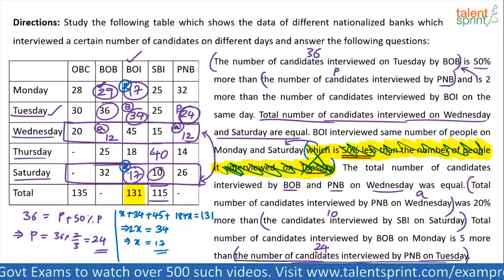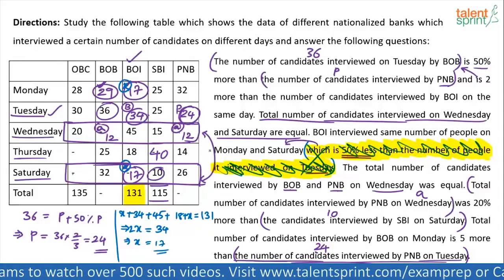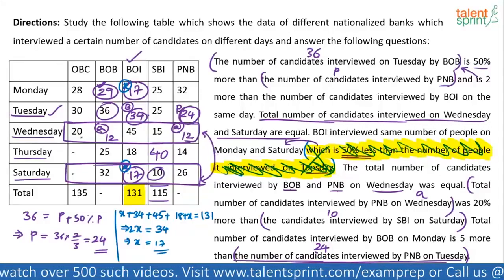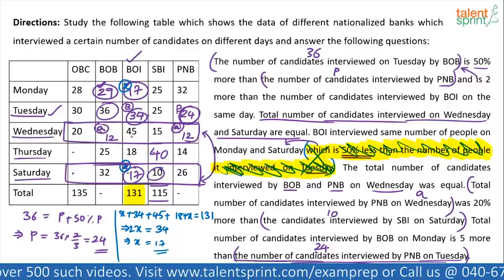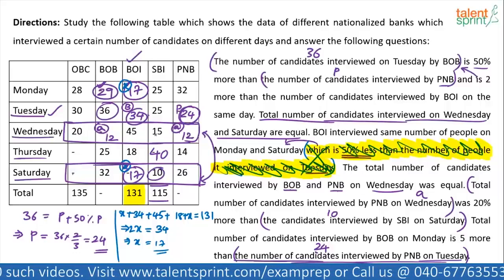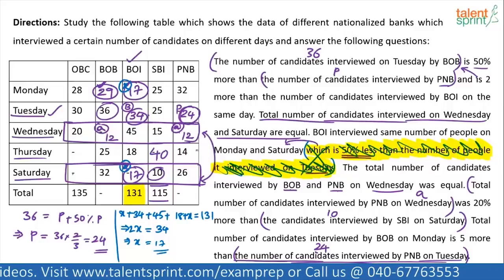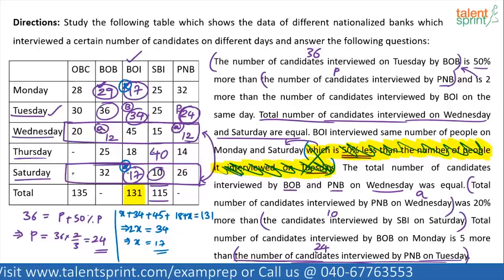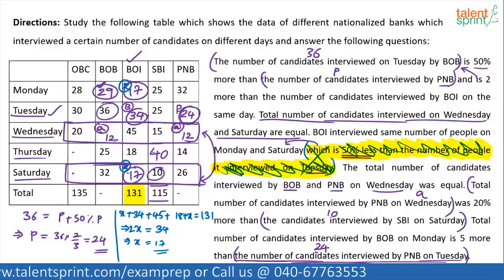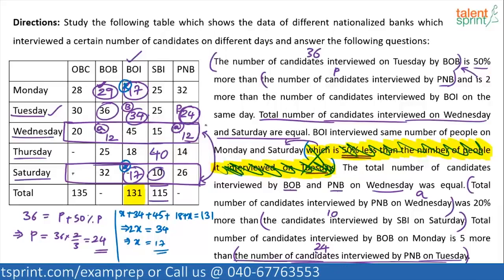Oh, we had marked this. You remember, total of these 2 rows is equal. So find out what is the total of Wednesday. 20 plus 12 is 32. 32 plus 45 is 77. 77 plus 15 is 92. 92 plus 12 is 104. Yes or no? This total is 104. If Wednesday's total is 104, Saturday's total should also be 104.